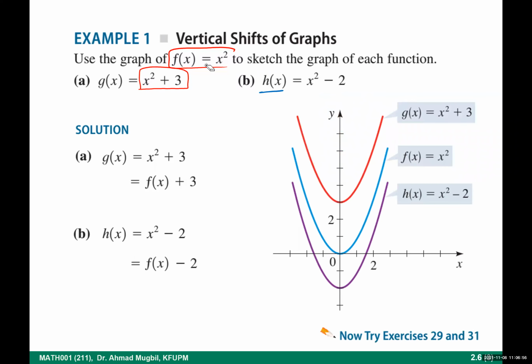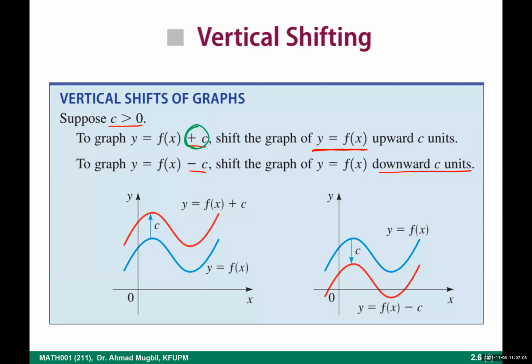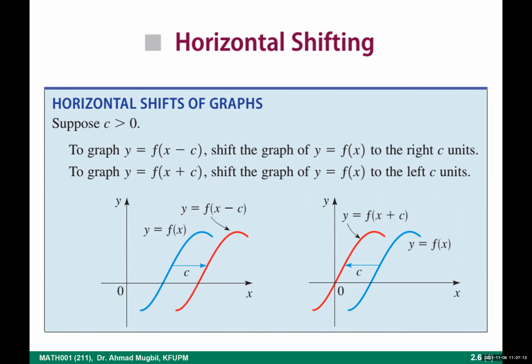Here, when we add a positive number to the whole function, we are adding a positive number or subtracting. When we add a positive number, we're shifting up. When we subtract, we're shifting down. Now, in the case of the horizontal, it is about x, not about the whole function. So when we replace x by x minus c, again, c is positive. Just if it is negative, it will be plus here and minus there. It is the same.